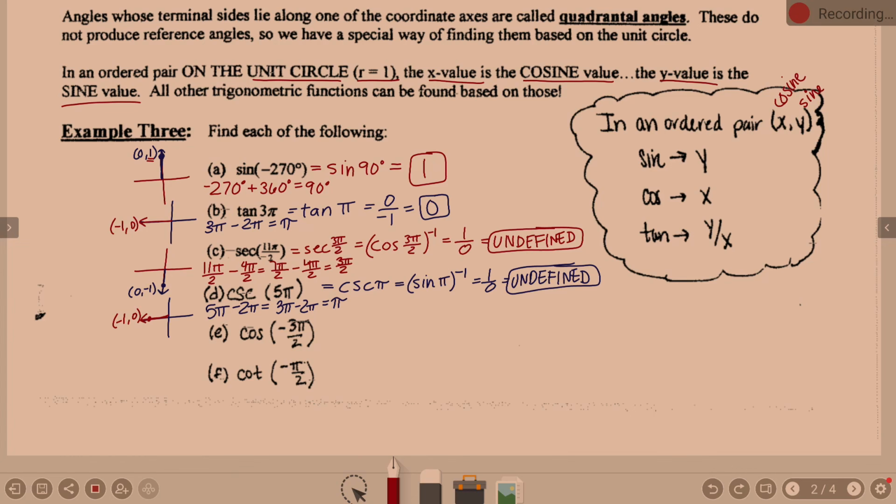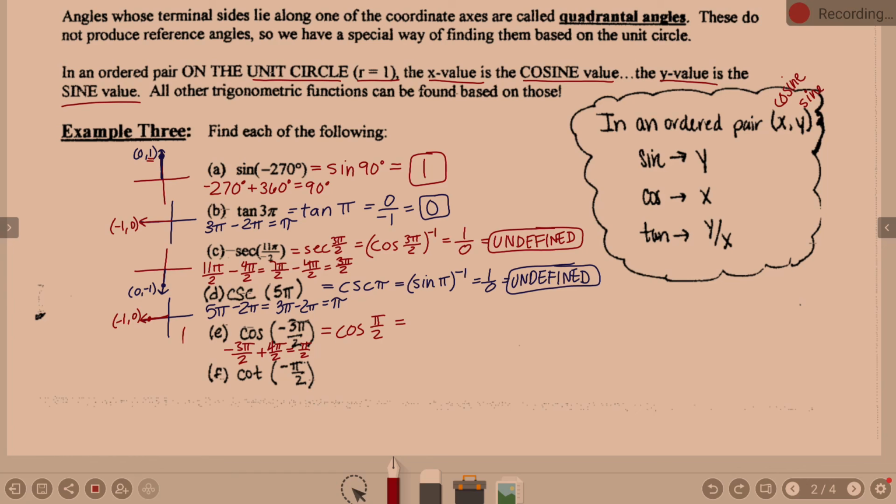Cosine of negative 3 pi over 2. Subtract 4 pi over 2. Not subtract. Add. Because it's negative. And here's the deal. If your brain can already go to where negative 3 pi over 2 is going to be, that's fine, right? But if you at all hit that point of, I don't know where it's going to be, then take negative 3 pi over 2 and add 2 pi. So I'm adding 4 pi over 2, which means I'm working with pi over 2. So we're doing the cosine of pi over 2, correct?